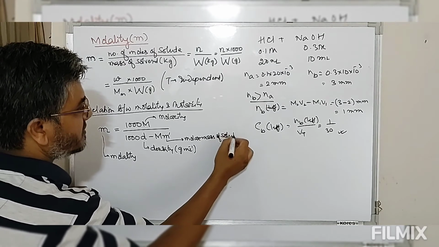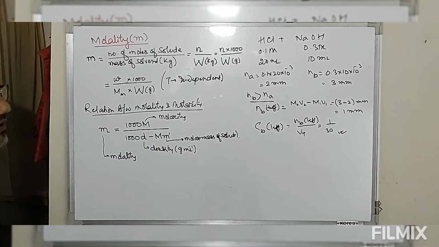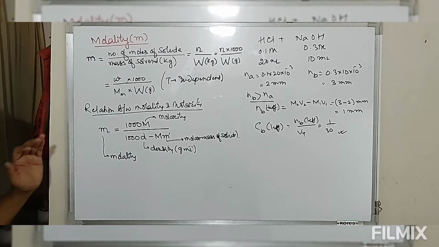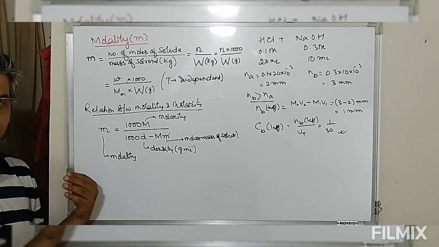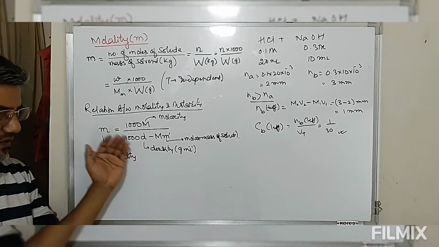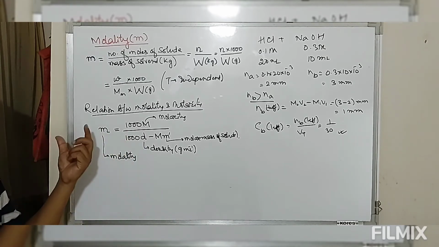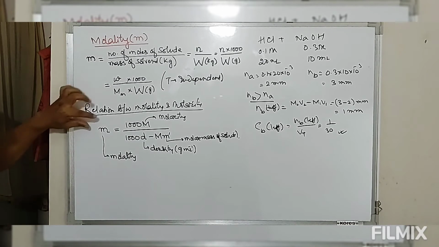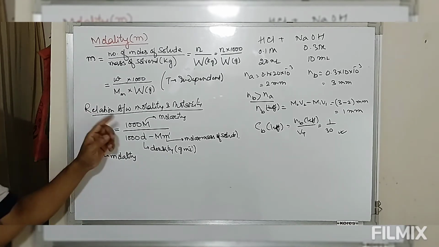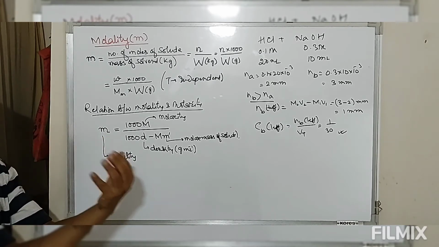So by use of this relationship, we can convert molality into molarity or molarity into molality. This is a very simple method. You don't need the derivation, you just have to remember this relationship for quick interconversion between molarity and molality.